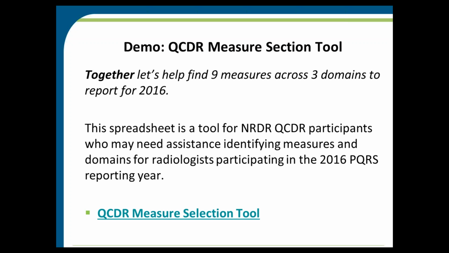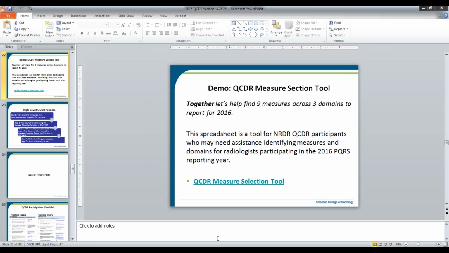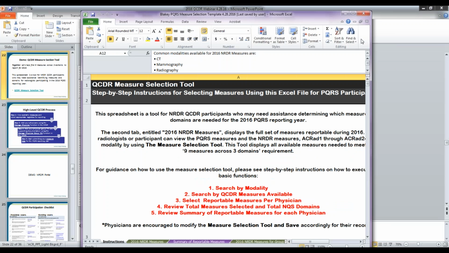The spreadsheet that I'm referring to is the QCDR measure selection tool. This spreadsheet is a tool for QCDR participants who may need assistance in identifying measures and domains to meet the PQRS reporting requirements. It's in an Excel template, and it already has 4 scenarios built in, so we're going to spend some time looking at that together. I'm going to expand my screen.